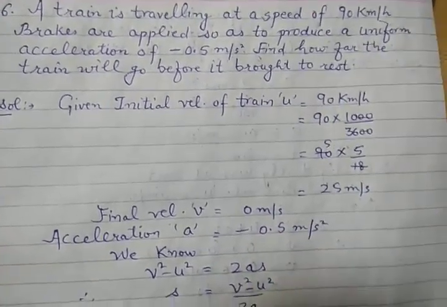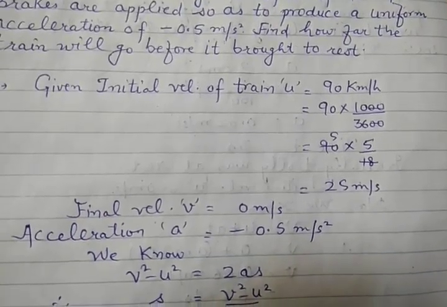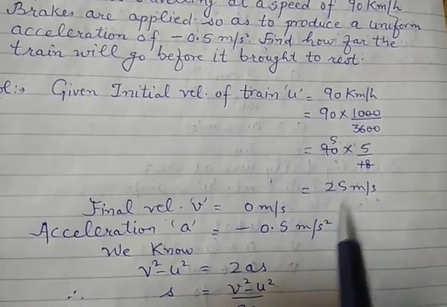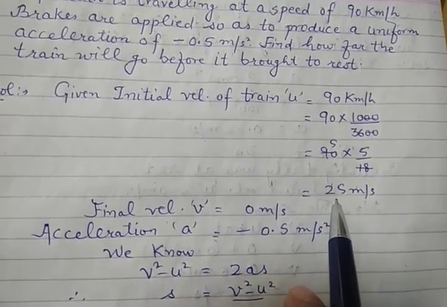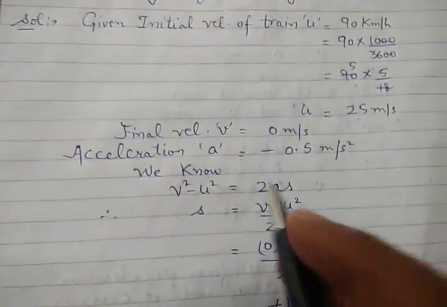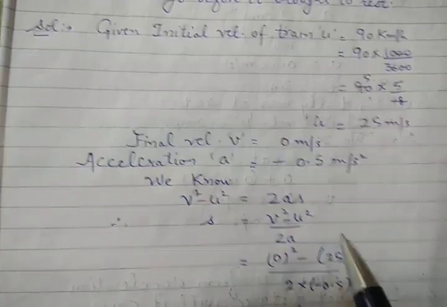So this will be considered as initial velocity. Now again we have to convert it into meter per second. So multiply it by 1000 by 3600. After cutting, you will get 25 meter per second. This will be the initial velocity, that is u. Now the final velocity will be 0 because after applying the brakes, the train will stop.